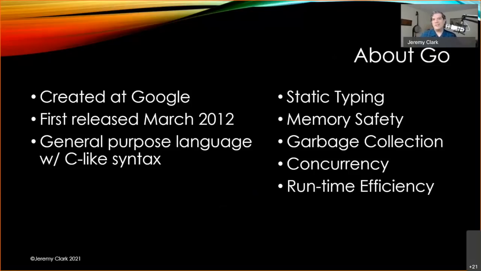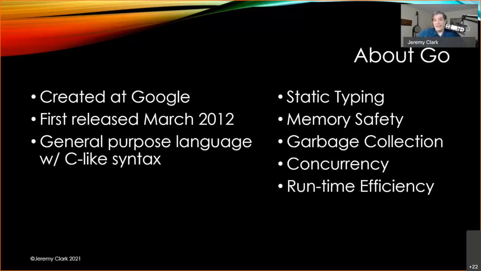So first, just a little tiny bit about Go. This is a language that was created at Google, and it was first released in March 2012. So it's been around a while. And a lot of times people will say, well, this is good for server and programmer tools and that sort of thing, but it is in fact a general purpose language. So it can be used for all different kinds of things. And it does use a C-like syntax. I'll say C-ish.